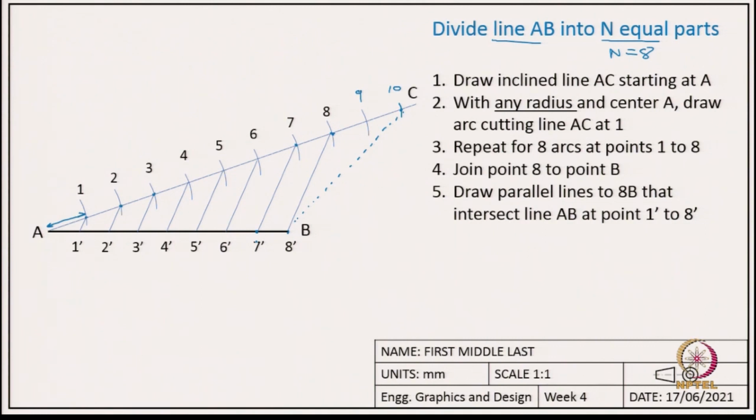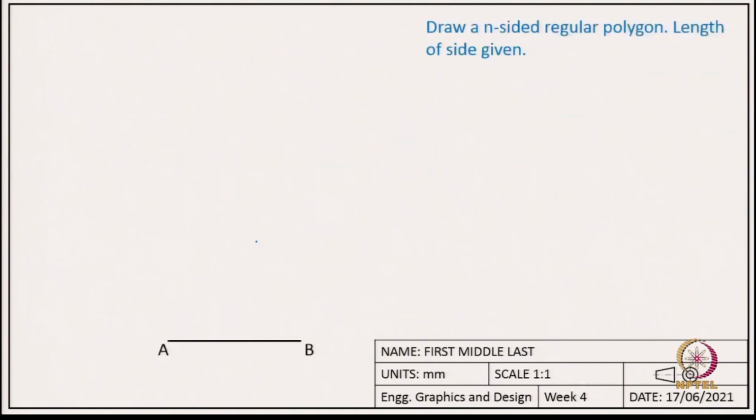Okay. Now, what we are seeing is how to divide a line into n equal parts, but now let us look at how to draw an n-sided polygon. Here we are starting by knowing that we know the length of the side. So, let us say one of the side is already drawn here, which is AB. We need to draw the rest of the sides for this n-sided polygon. In this example, I will be using n equal to 7, which means I am trying to draw a heptagon.